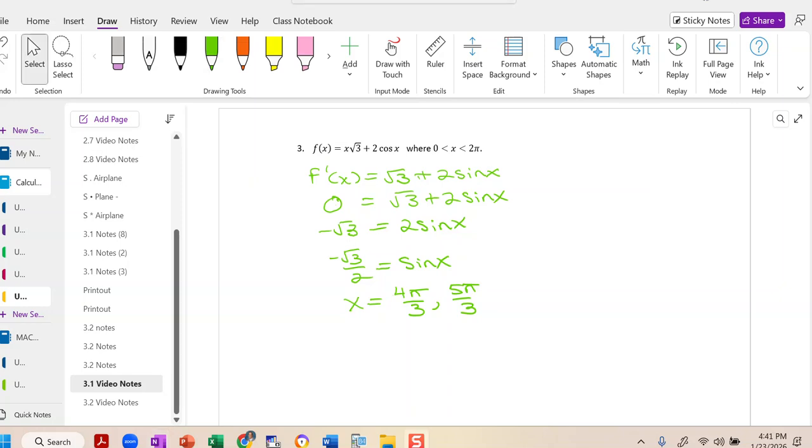Let me rewind a little bit. Sorry, I should have made this, because remember, derivative of cosine is negative sine x. So it should be a negative and negative. So this is a positive, so this is actually pi over 3 and 2 pi over 3. So these are our critical numbers.